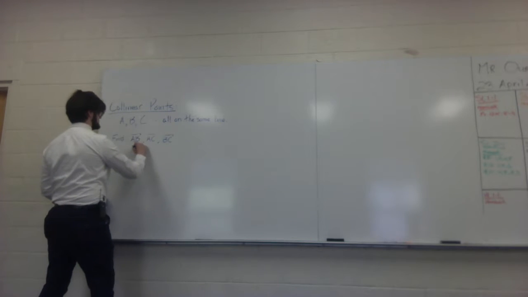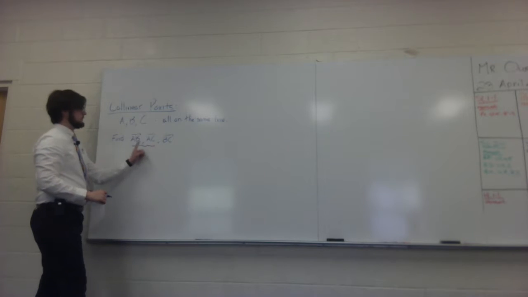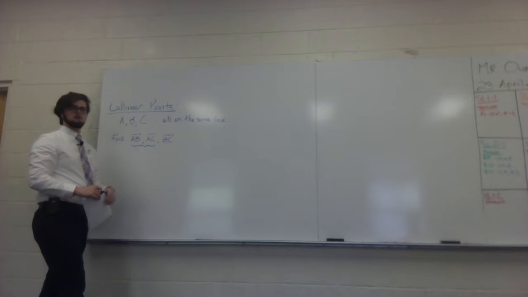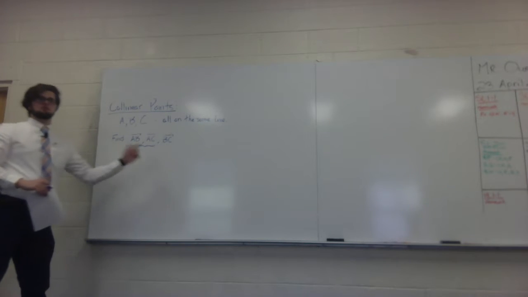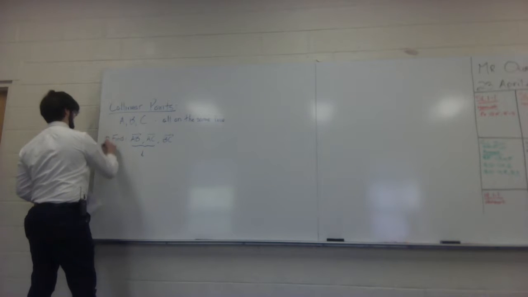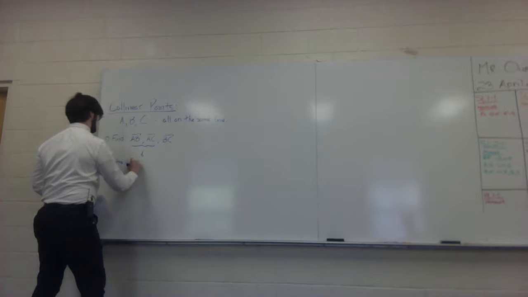Yeah, you're right. Because all 3 of our points are contained. You could either do AB and AC, AB and BC, or AC and BC. The idea is that they share a common point. Right, so that's step 1. Step 2, are they parallel?